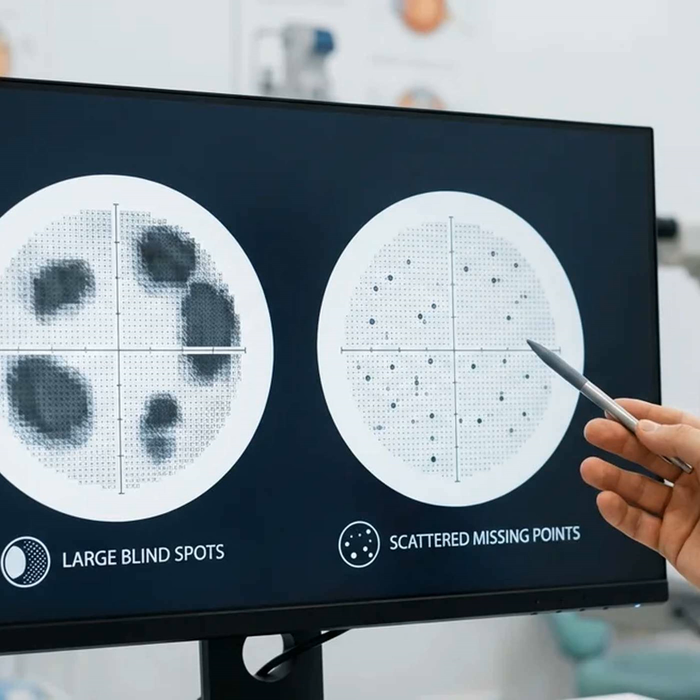By correlating patterns of field loss with disease type and progression in each patient, doctors can better predict how glaucoma will evolve. Patients, for their part, can use this understanding to make sense of their visual field results and to stay informed partners in their care.